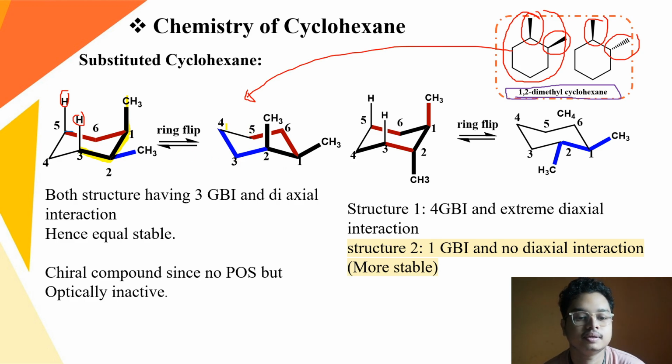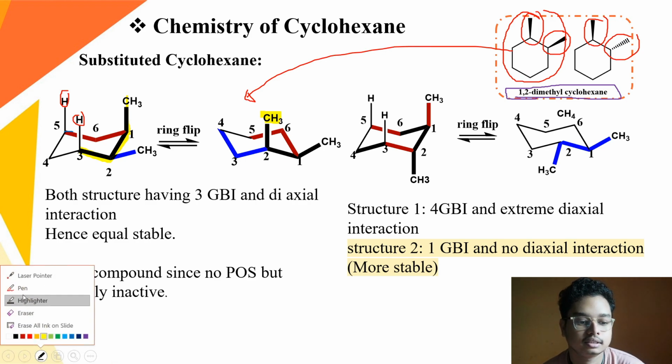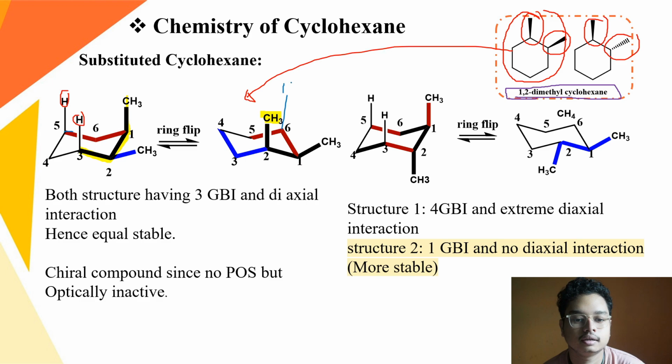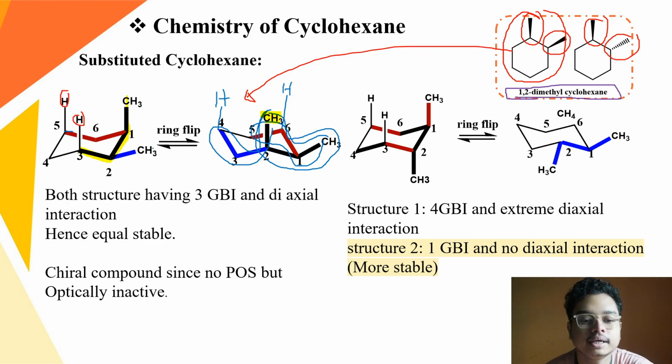Similarly, if we go for the ring flipping, then one of the methyl groups is also present in the axial direction. That means this also contains a 1,3 diaxial interaction right now. Okay, as well as this also has three GBI: 1, 2, and the red one, 3. So in both cases, before or after ring flipping, both conformers have the same strength, like the 1,3-diaxial interaction is there and a similar kind of GBI, or Gauche butane interaction, is present. That means both conformers are equally stable.